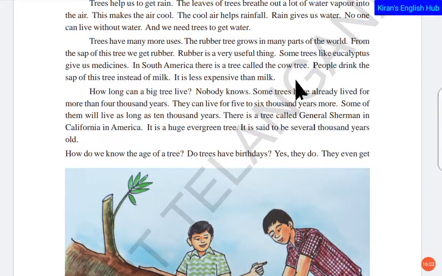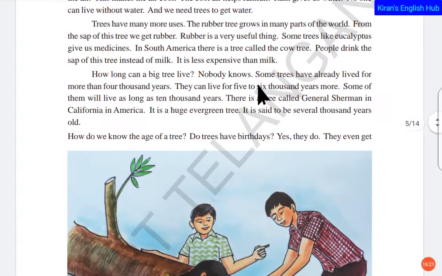See, usually we drink milk from the cows, buffaloes and all, right? But in South America there is a tree, the name of the tree is cow tree, and that cow tree gives milk to the human. So instead of using cow's milk, buffalo's milk, goat milk, they use the milk of the tree. See how different it is.